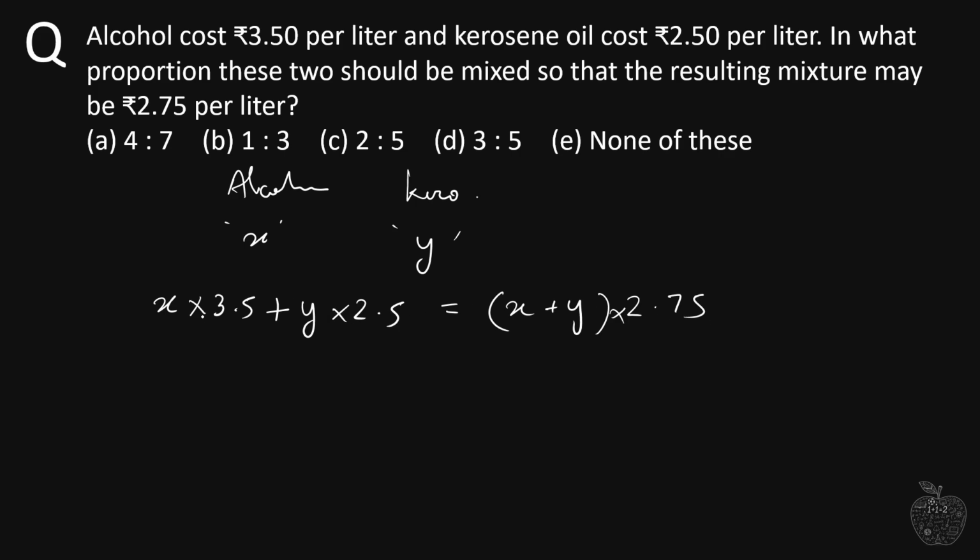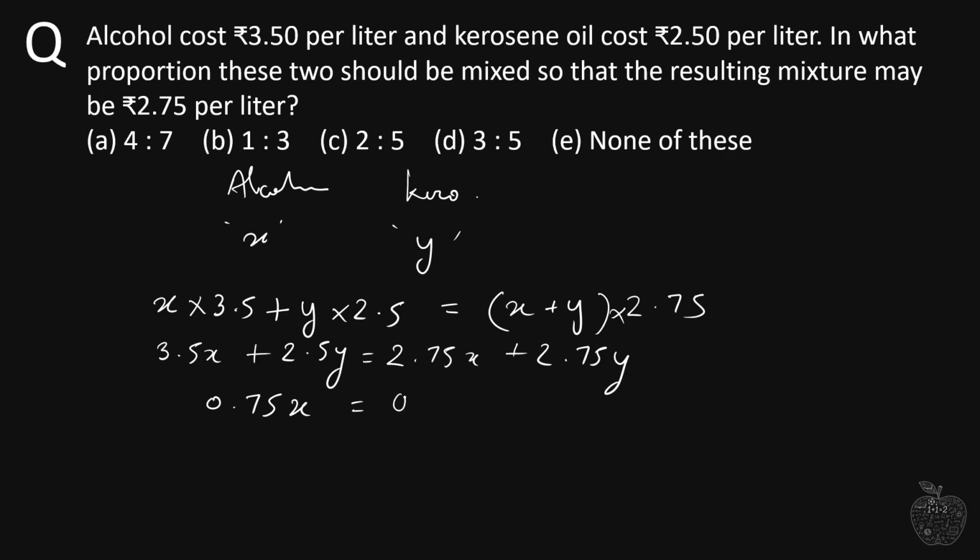From this equation we can get the relation between X and Y. So let's do that now. So we get 3.5x plus 2.5y is equal to 2.75x plus 2.75y. Now 3.5x minus 2.75x will give me 0.75x, and 2.75y minus 2.5y will give me 0.25y. Now multiplying both sides by 100, we get rid of the decimal point. So we get 75x is equal to 25y, or I can say that this is 25 times 3, or I can say that x by y here is 1 by 3.